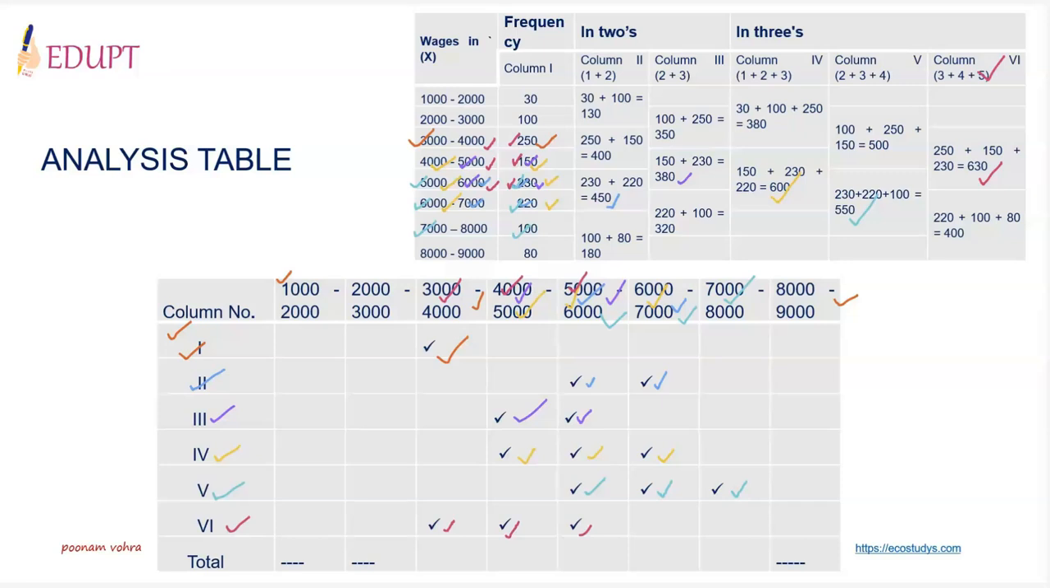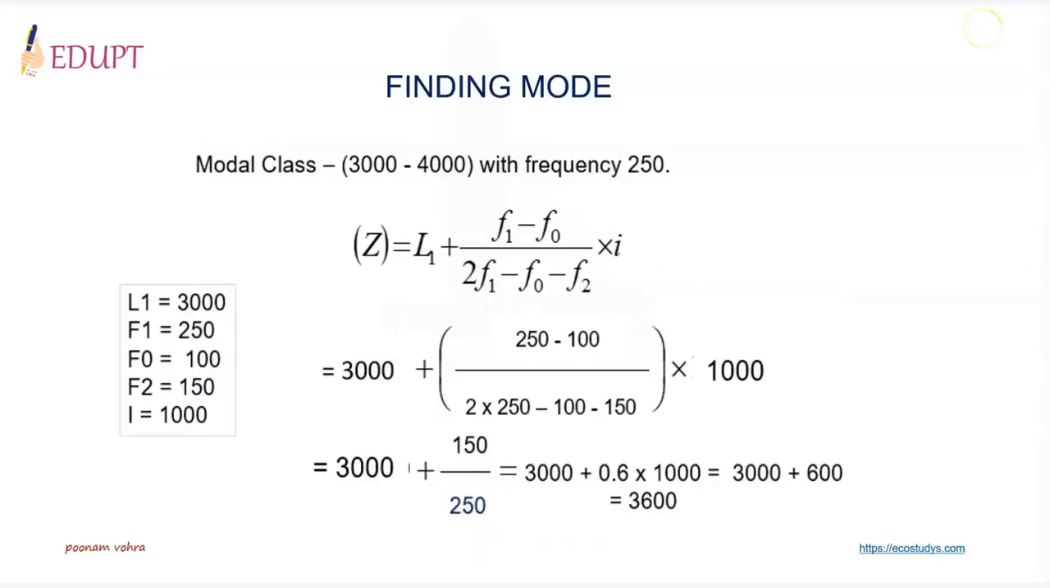Maximum tick marks are for the class interval 5000 to 6000. Here the class intervals are 1, 2, 3, 4 and 5. So this is the modal class. We need to find mode by now applying the formula. We found that the modal class is 3000 to 4000 with frequency of 250.